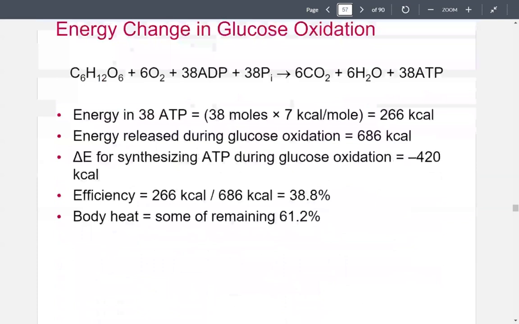So, if we are doing this conversion of glucose in the presence of oxygen, so we have our 6 O2 molecules, we also need to have 38 free-floating ADP and 38 free-floating phosphate groups. This is because one glucose molecule in the presence of oxygen will create 38 energy molecules, 38 ATP.